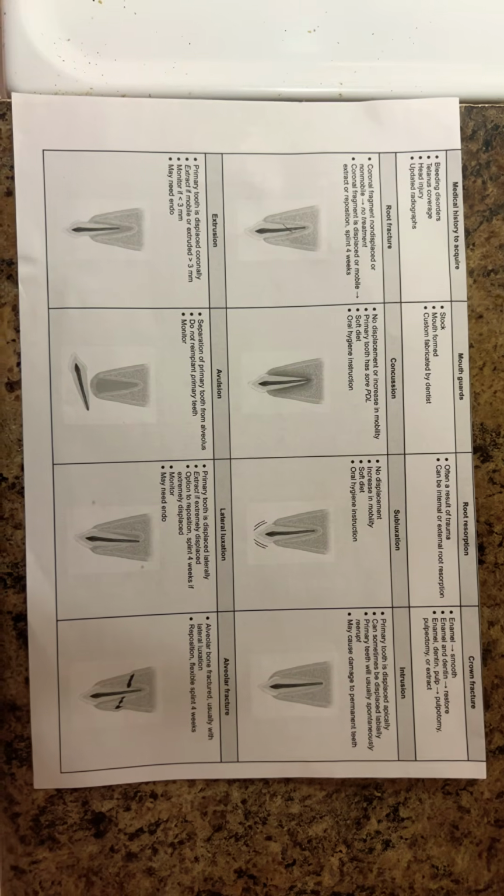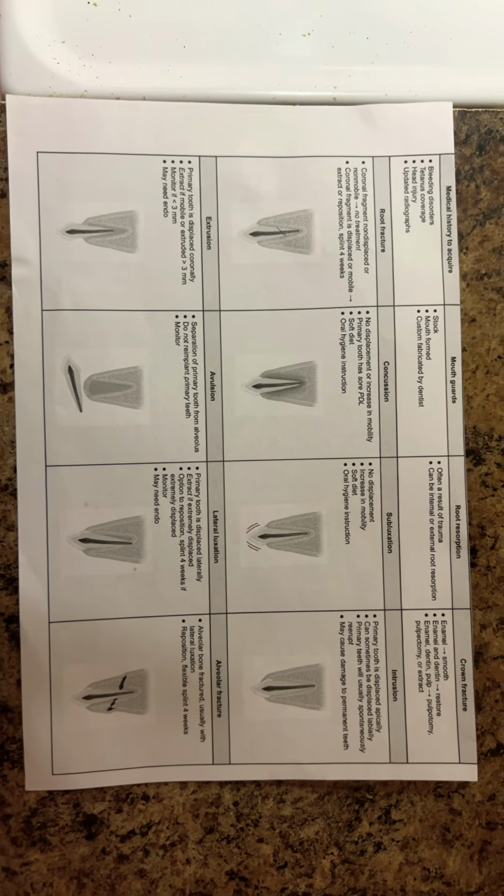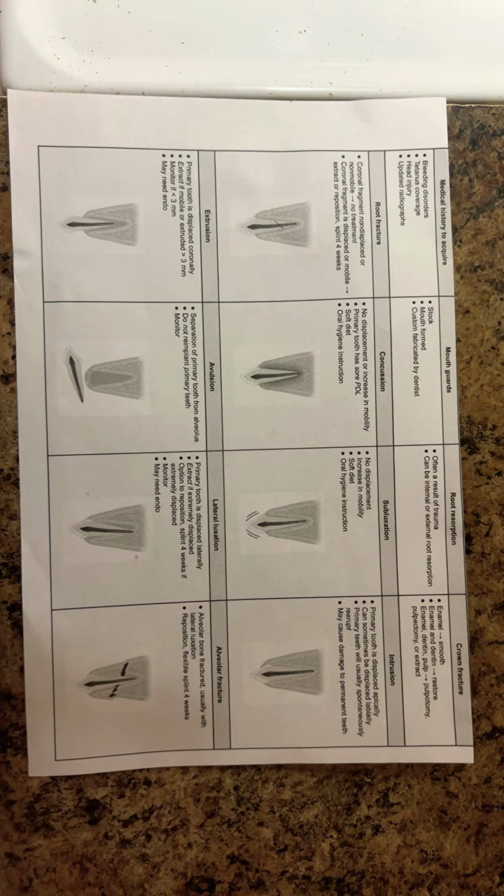And in case of extrusion, the primary tooth is displaced coronally. So we have to extract the tooth if intruded more than 3 mm and monitor if it is less than 3 mm. If endo is required, we will look at the other things.